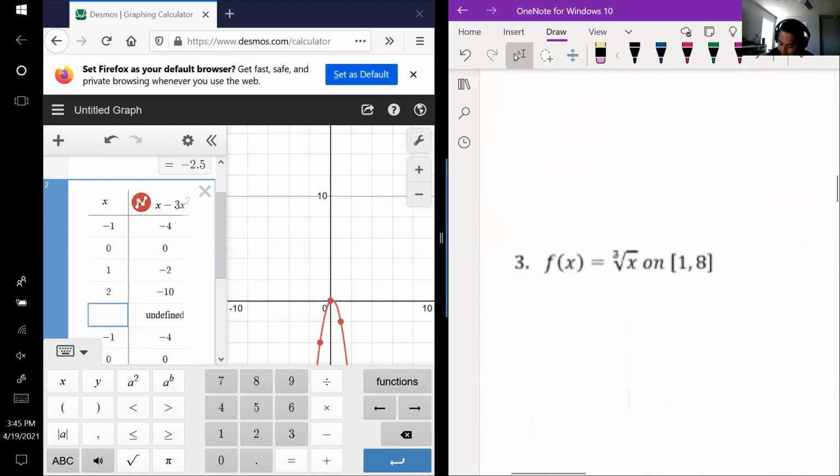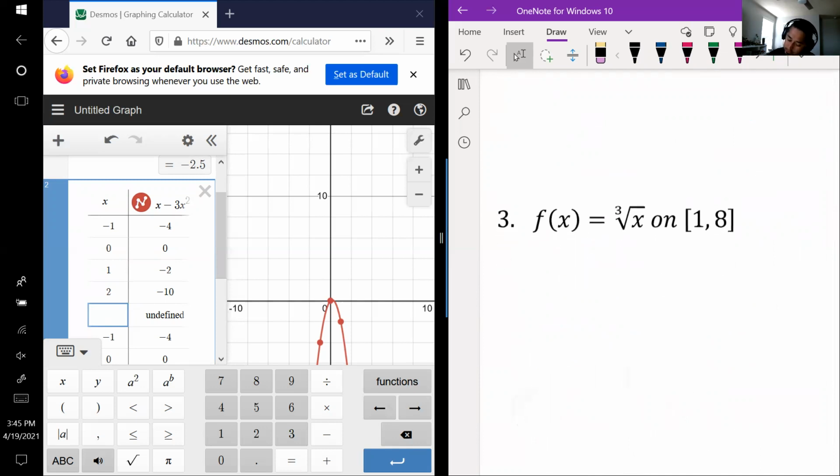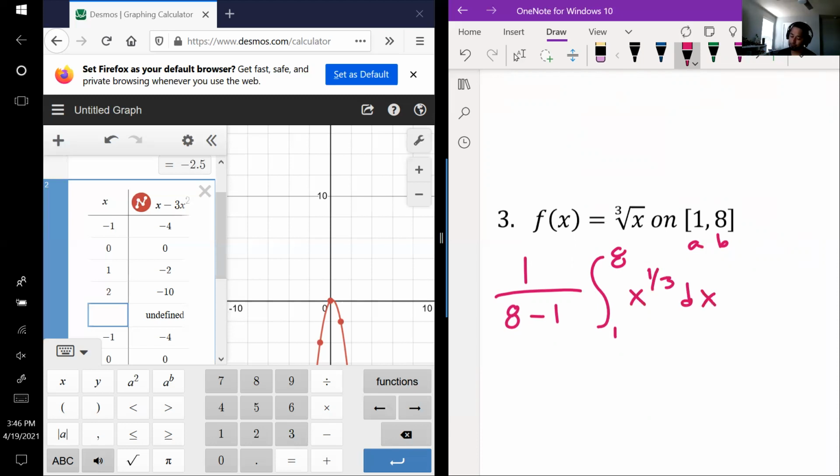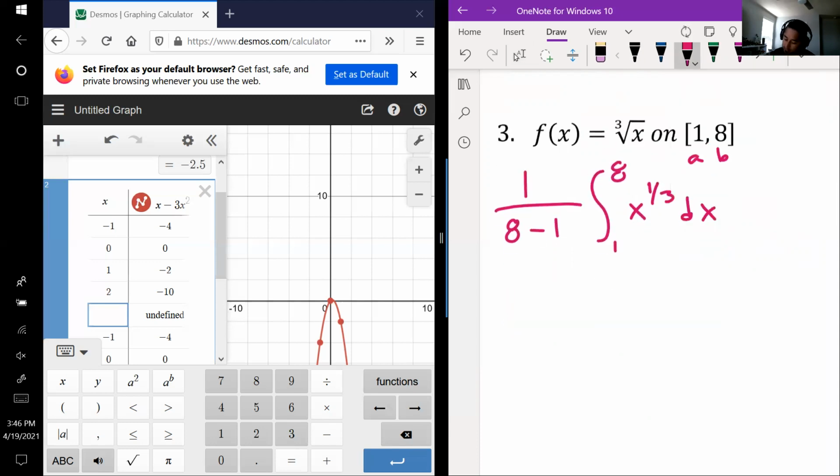All right, 3. f of x equals the cube root of x on 1 to 8. So let's go ahead and set up again. So here's a, there's b. So we get 1 over b minus a times the integral from 1 to 8 of the cube root of x, which we're going to rewrite as x to the 1/3 dx. Okay. And then clean this up. We get 1 over 7.